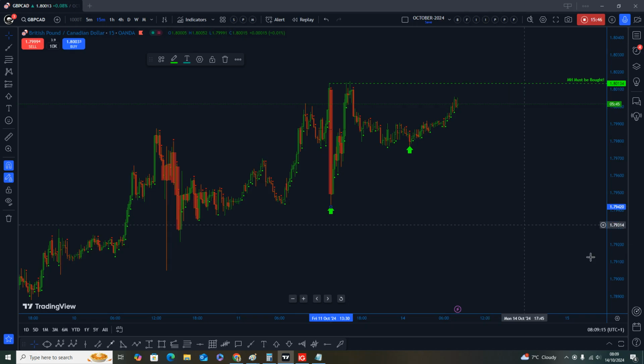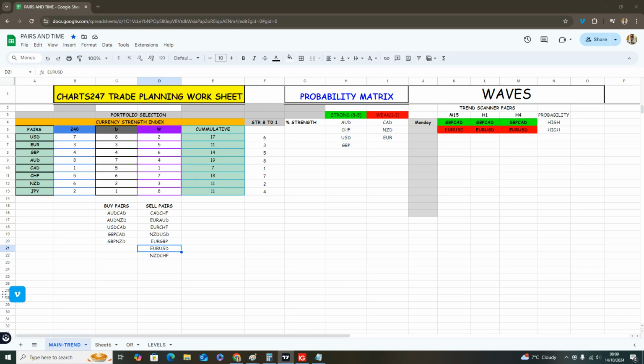Okay, guys, that is what we do on a regular basis, on a daily, weekly basis at Chart 247 Trading Academy. I hope you have enjoyed the way I've walked you through this portfolio selection. Once you can do this, you have high probability pairs. Sometimes we do not have these high probability pairs. Then we trade a spot trade.